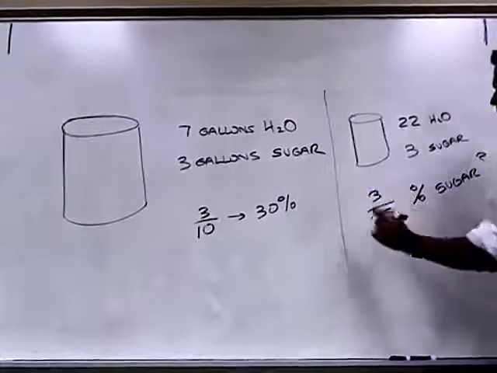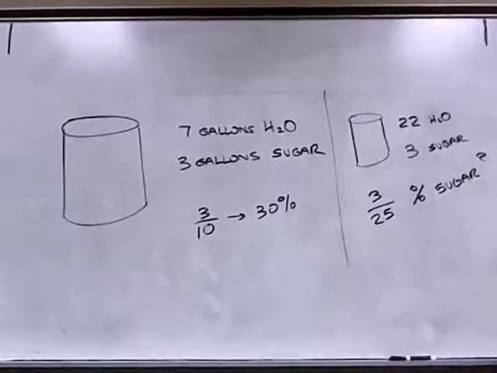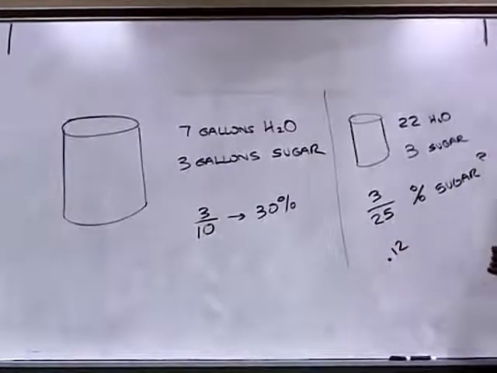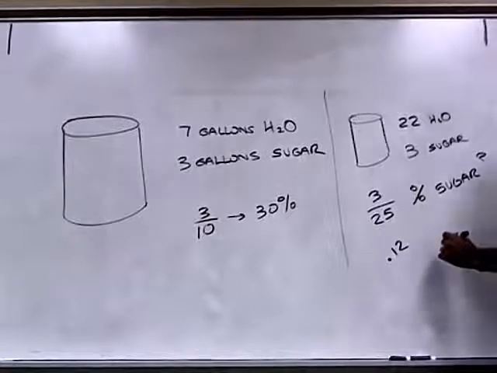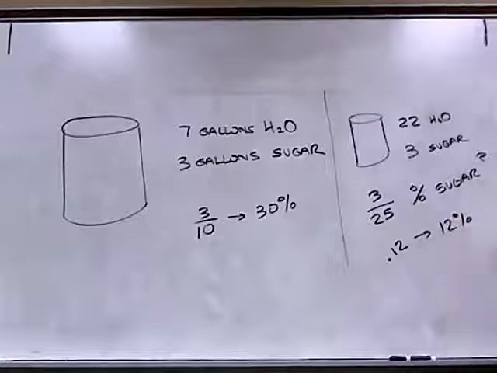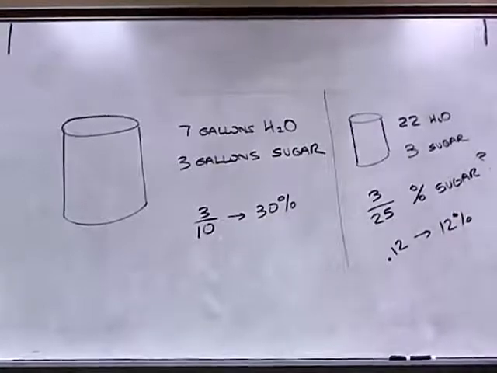3. What's 3 divided by 25? So you need your calculator for that. Well, maybe not, but what is it? 12. So, well, you get 0.12, right? Which is 12%. Is that okay? All right.